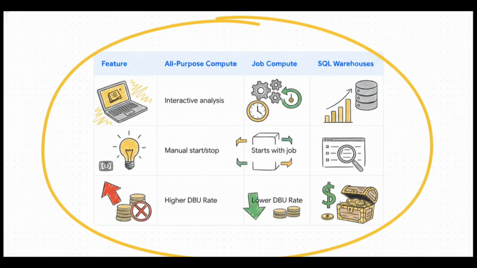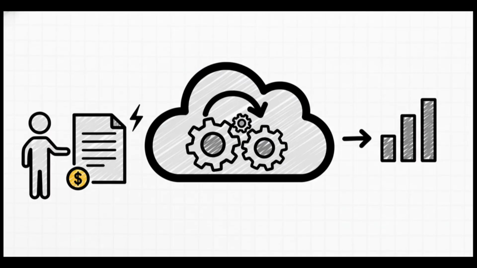Now look at that last row. The key difference is the DBU rate. DBU, that's a Databricks unit. It's basically how they measure processing power. A lower rate means a lower cost. Seriously, using job compute for your automated stuff is one of the easiest money-saving tricks in the book. And then, on top of all that, you've got serverless compute. This pretty much takes all the infrastructure management headaches off your plate entirely. Databricks just handles it.